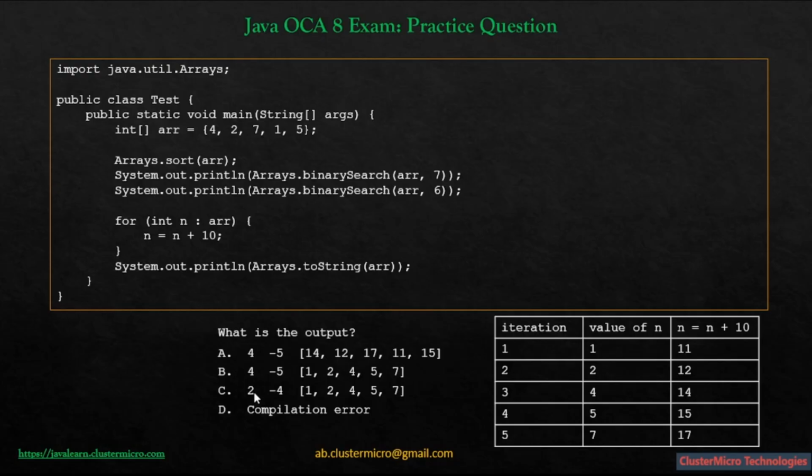Then the enhanced for loop with n = n + 10. But this change affects only the local variable n, not the array. You are changing a lot within the loop, but it will not change anything in the original array. So the array will remain unchanged: 1, 2, 4, 5, 7. So what will be the total answer? The answer is B, 4, -5, and then the array 1, 2, 4, 5, 7.